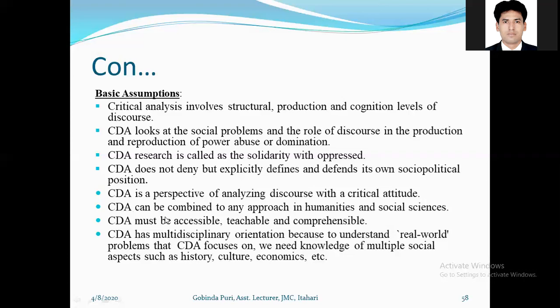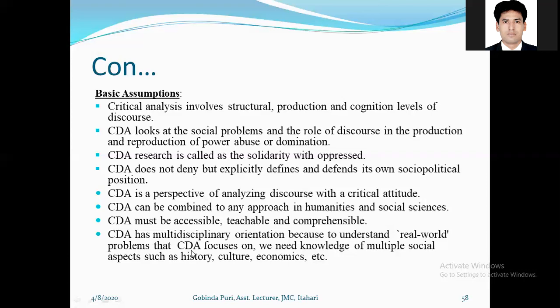I talked about it already. And CDA must be accessible, teachable, and comprehensible. Teachable, or let's say, comprehensible also. People have to understand it. And it has to be accessible to common people, marginalized people, dominated people.